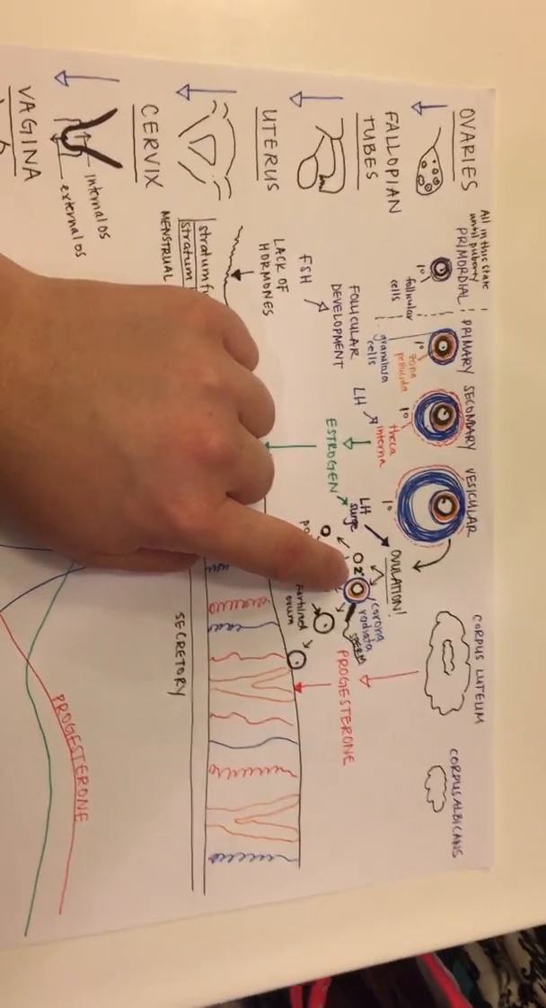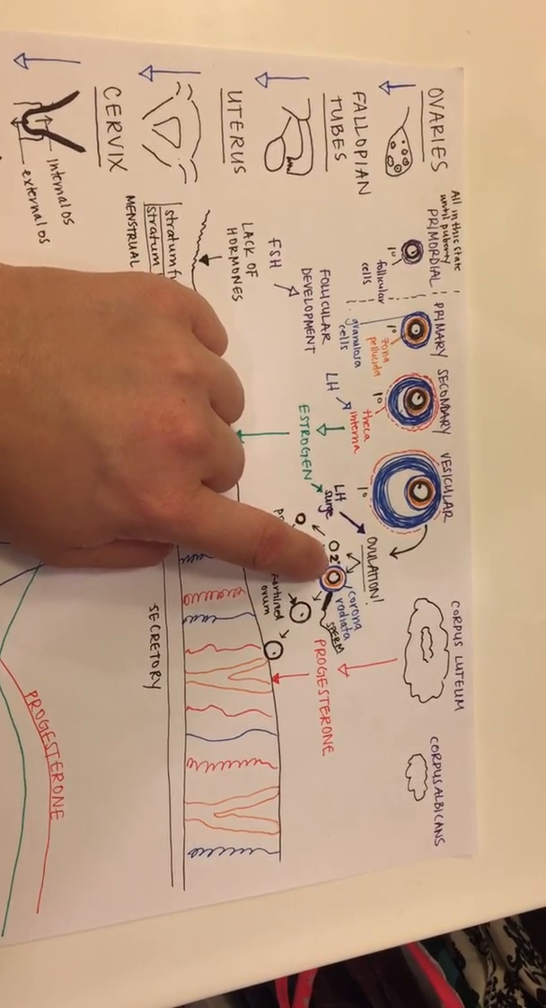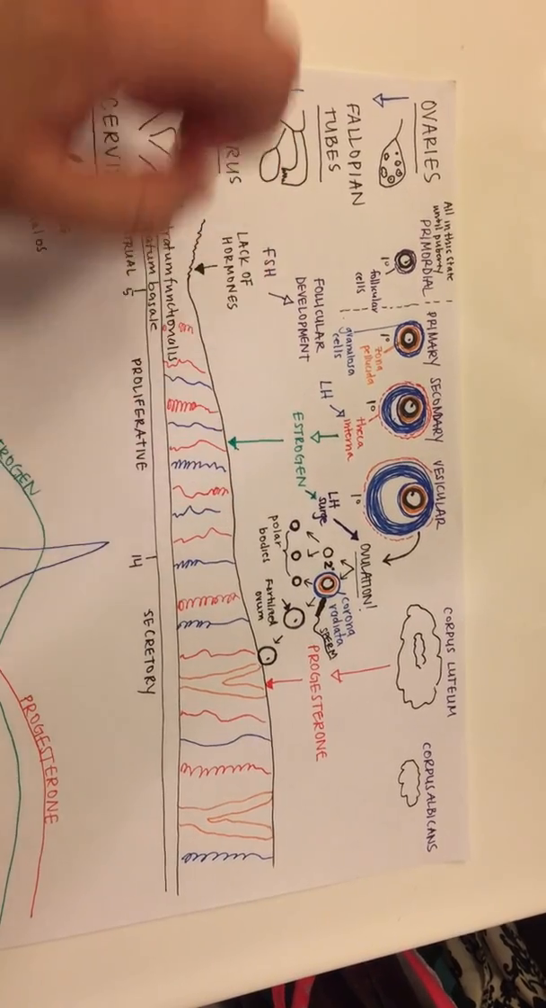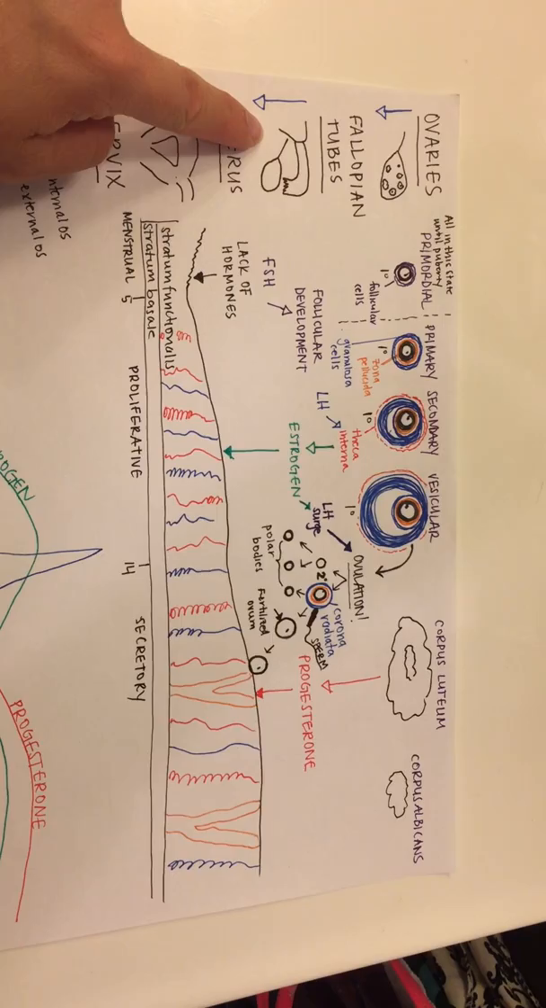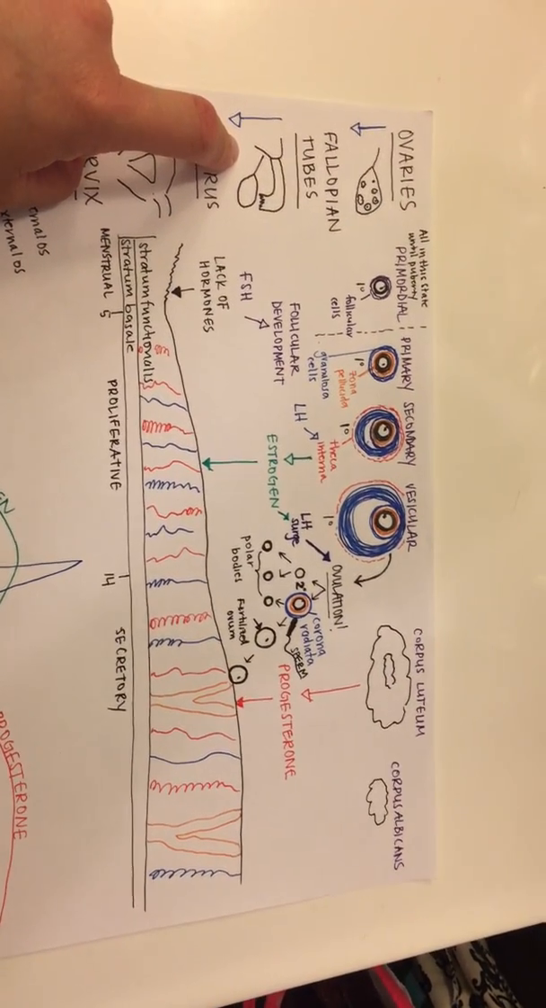So now, after ovulation, we've extruded the oocyte, which is now a secondary oocyte with its zona pellucida and the granulosa cells that directly surround the oocyte called the corona radiata. And so this oocyte is now located in the fallopian tubes and it's traveling down there. And we have two possible situations.